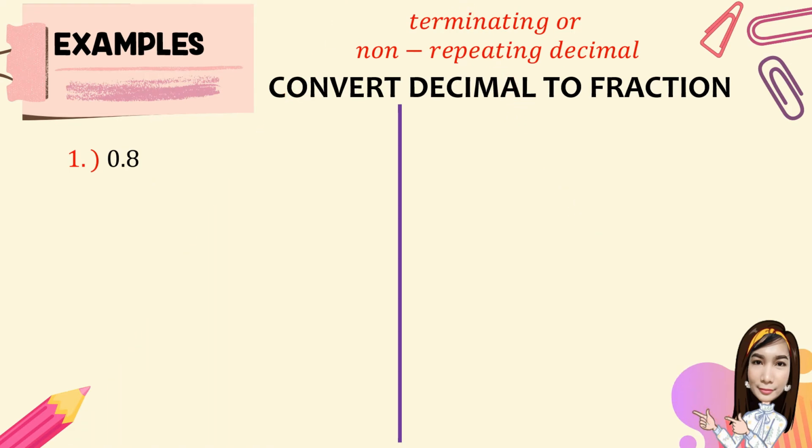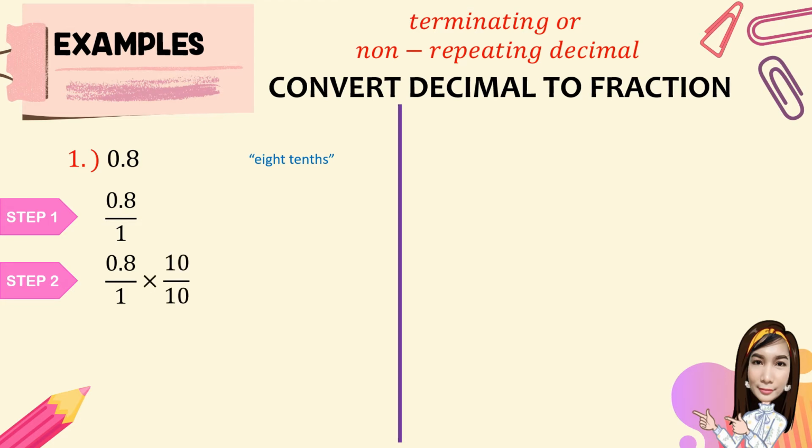For you to understand, let's have the following examples. We have here the terminating or non-repeating decimal. Now convert decimal to fraction. For number 1, given 0.8 or 8/10. Step 1, we're going to write it in the form 0.8 over 1. For step 2, 0.8 is in the tenths place. Therefore, we're going to multiply both numerator and denominator by 10.